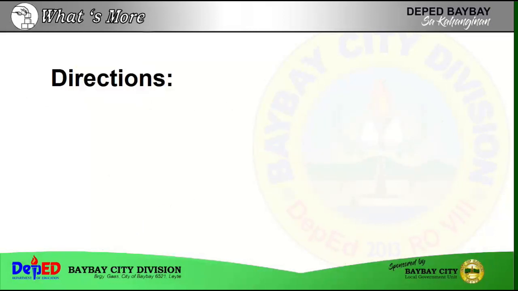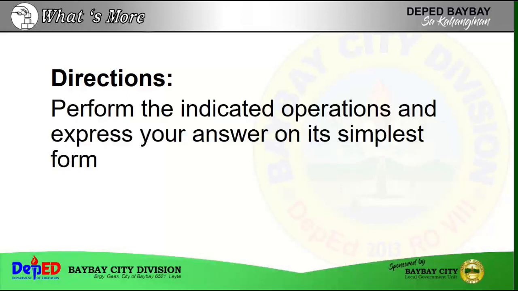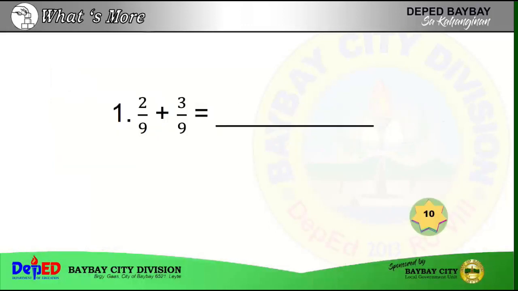Please prepare your notebook and your ball pen. Perform the indicated operation and express your answer in its simplest form. I will give you 10 seconds to answer each question. Number 1, 2 over 9 plus 3 over 9 is equal to... the answer is 5 over 9.